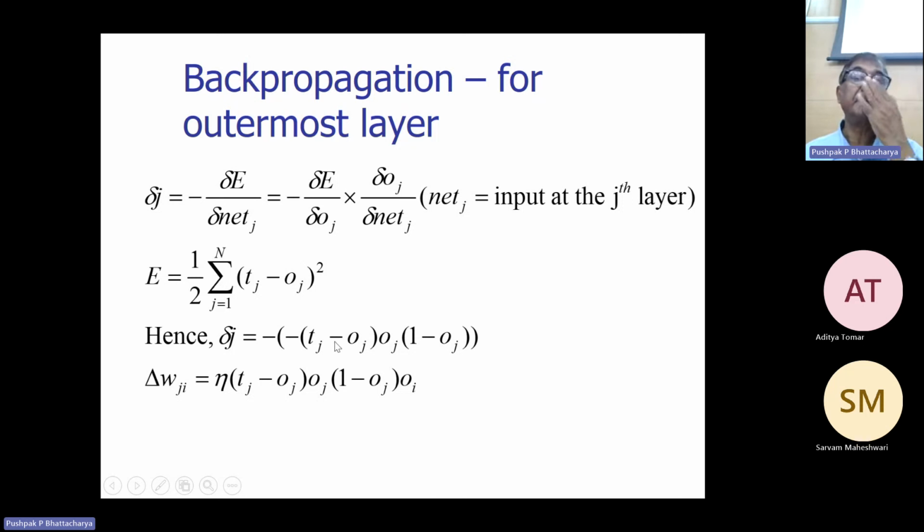By the way, the expression is very general. You take any function on the neuron, and the derivative of that function is involved. If you take a linear neuron, for example, where y is equal to mx plus c is used, then the derivative will be just m. So this is a general expression. For the weight change rule in the outermost layer, any question from anybody?